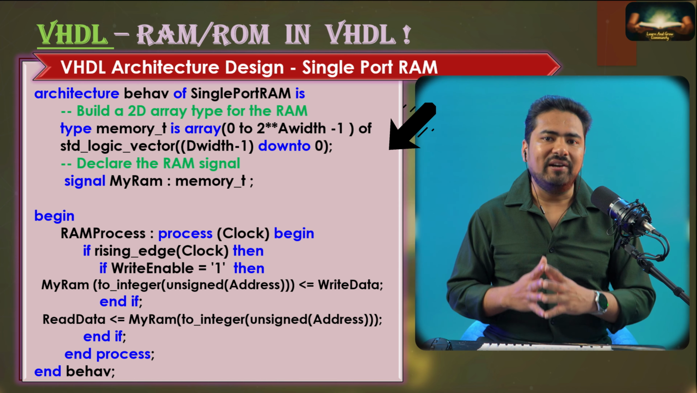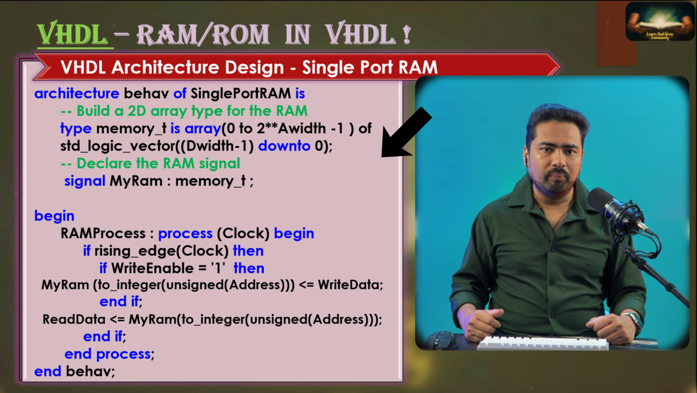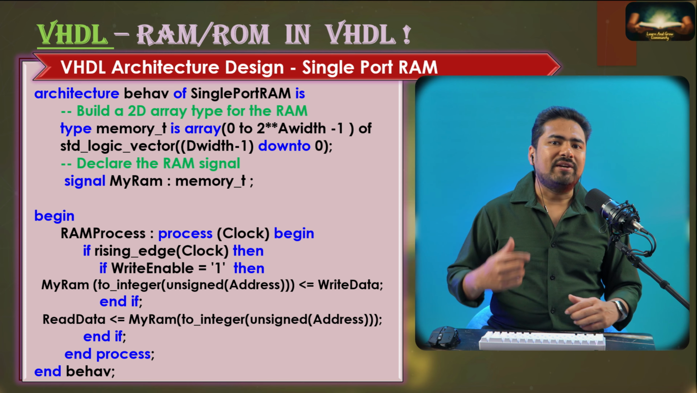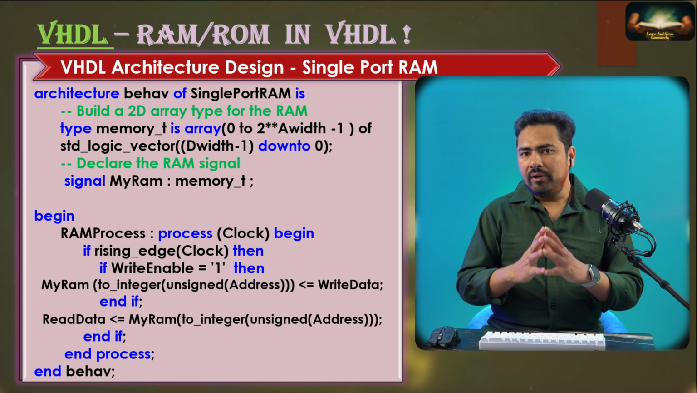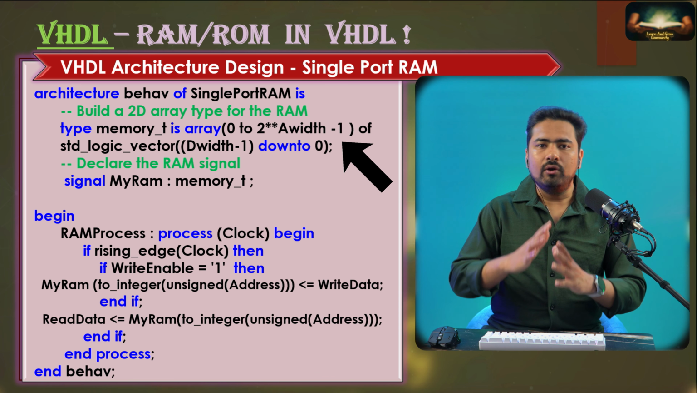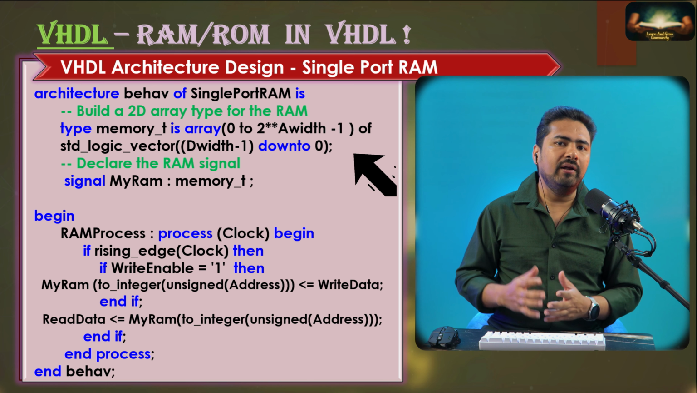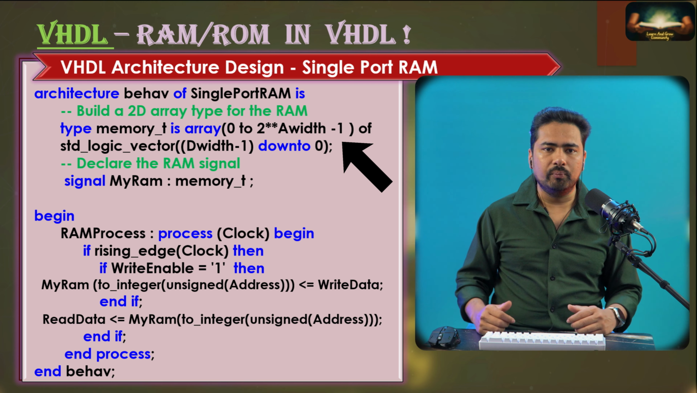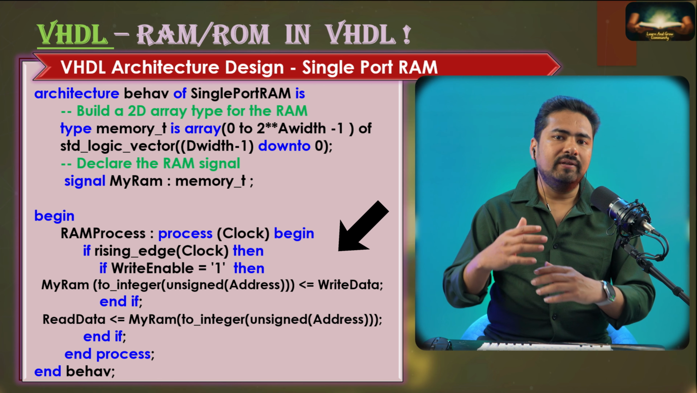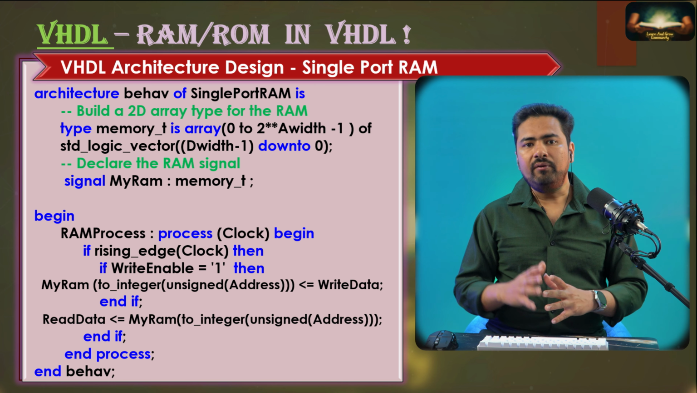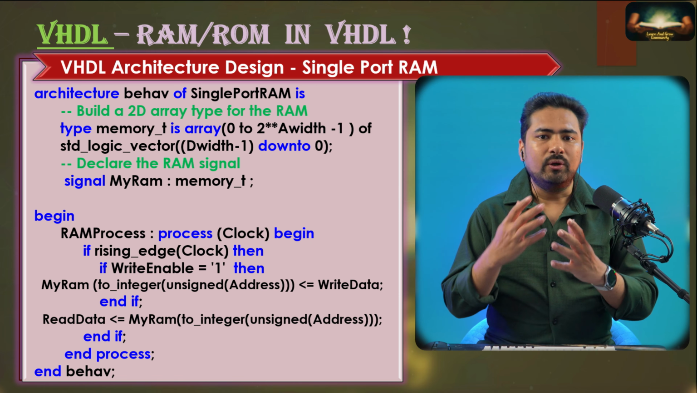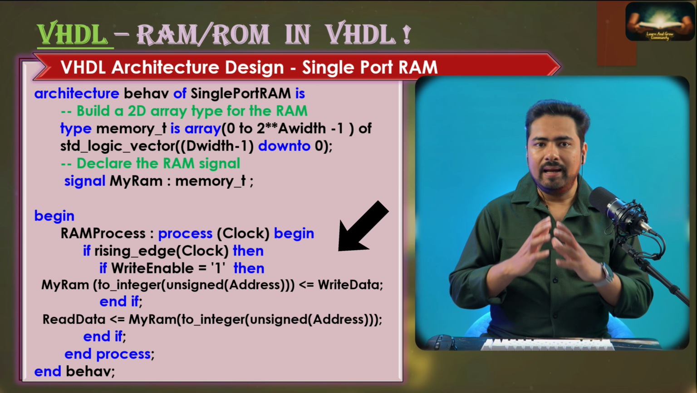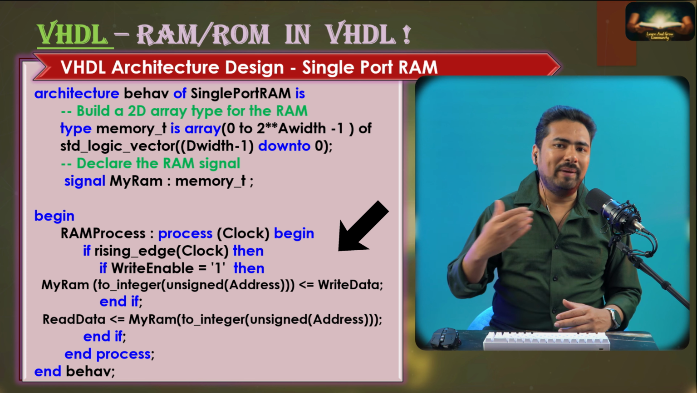Now this is the architecture section of our memory module. So we have two sections here. At the top, we have the declaration section where we declare or define all the internal signals needed for this single port RAM module. In the bottom section after this begin keyword, we define the functionality of our module. Let me quickly read this architecture first and then we will explain it line by line.